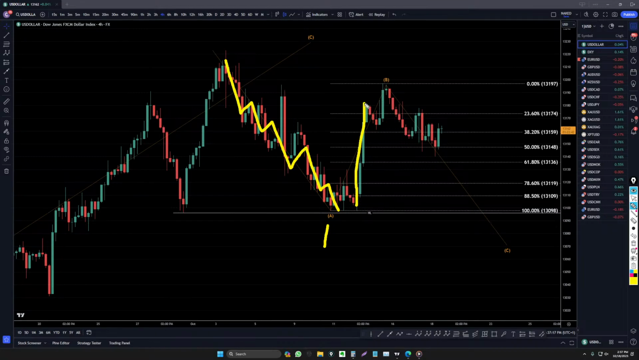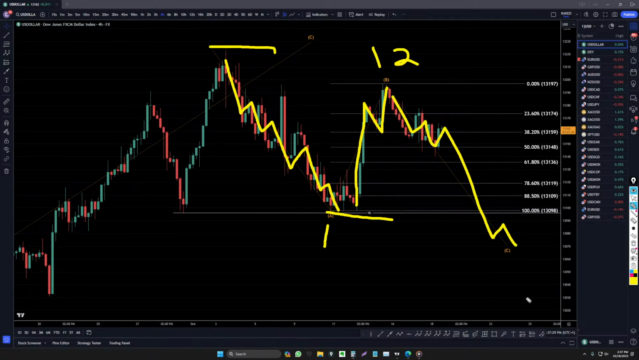I could count this as 1, 2, 3 waves up right there too. And if that is a 3-wave pattern, then that would be a corrective pattern to this, and that means that this would be a wave B or a wave 2, and that this would actually keep going down for a wave C, which is still kind of what I think could happen.